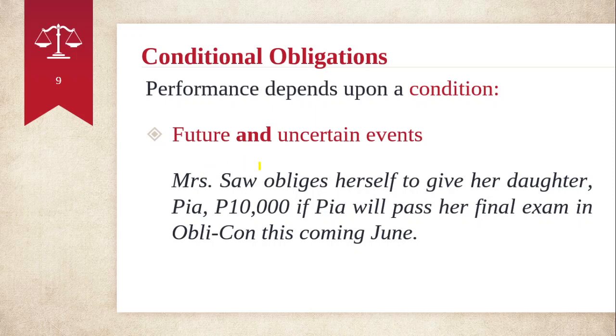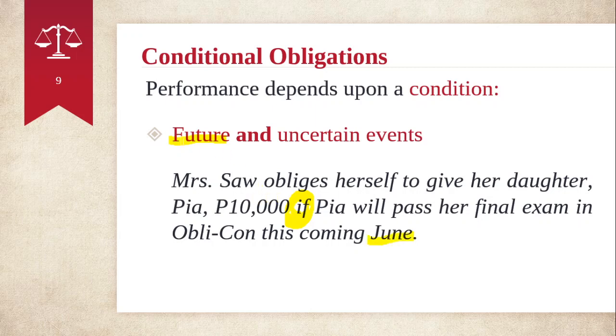And let's have this example. Mrs. Saw obliges herself to give her daughter Pia 10,000 if, this is one way for you to know that the obligation is not pure, because you will see an if. That indicates that there is a condition, right? If Pia will pass her final exam in Oblicon this coming June. Future, why is it called future? Because when will it happen?